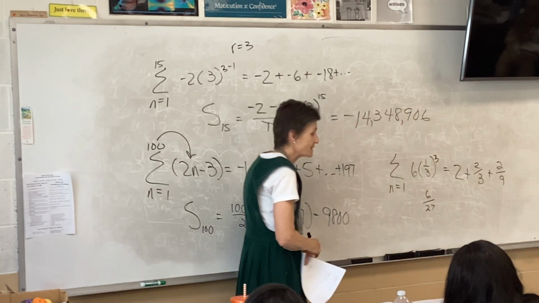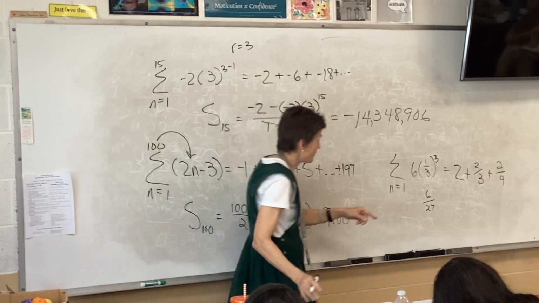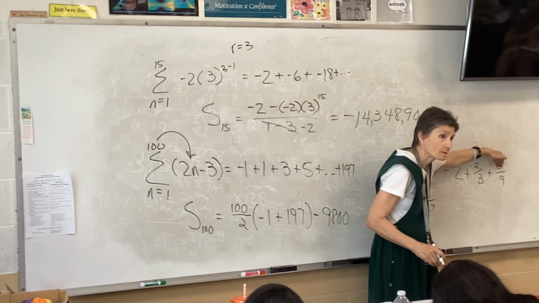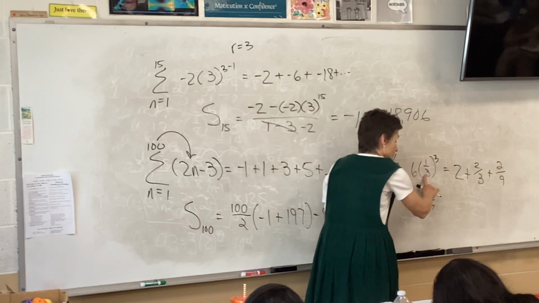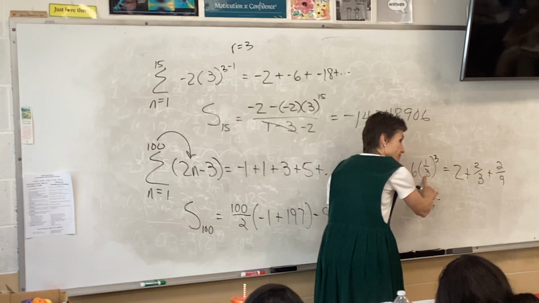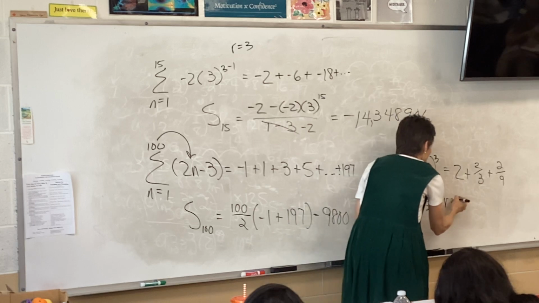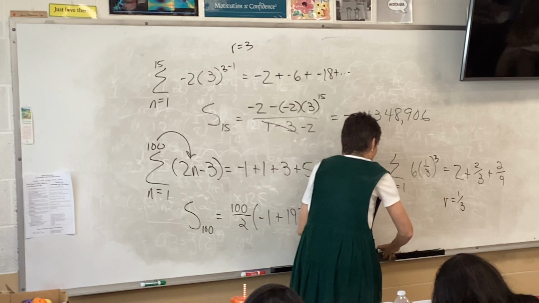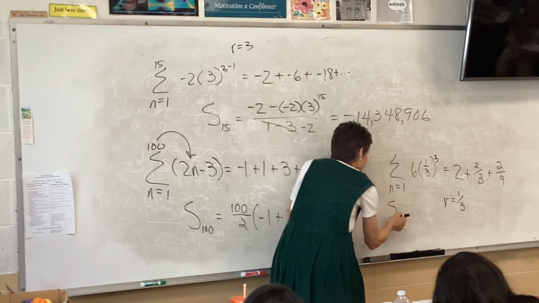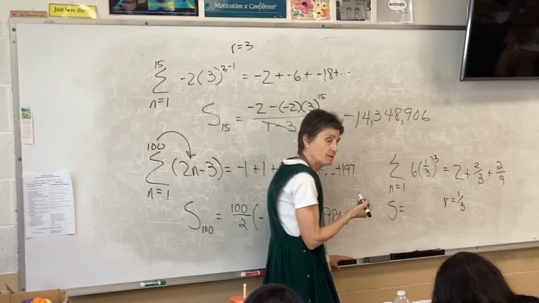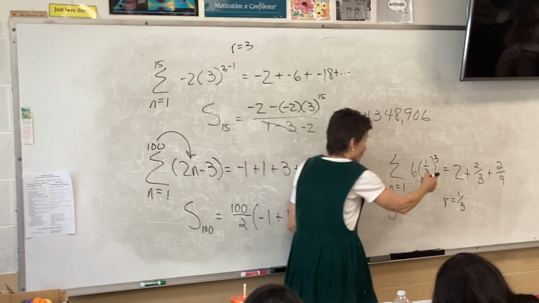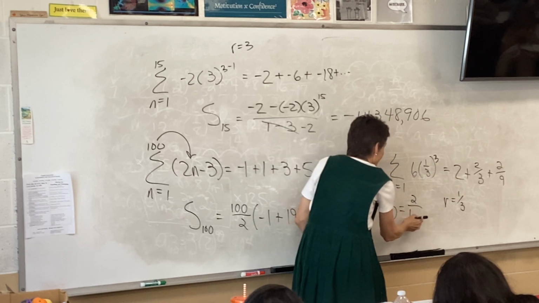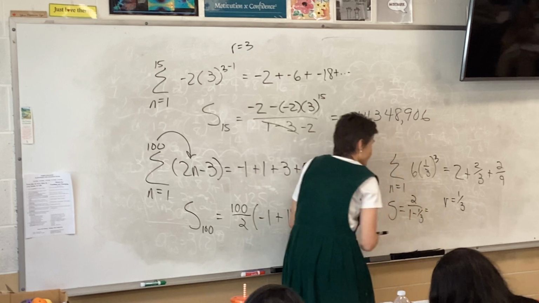Now, can you tell what's happening to those terms? Can you tell what you're multiplying by? A third? So the ratio is a third. Now, my formula, this is an easy one to use. It says take the first term, which you figured out to be 2, and divide it by 1 minus the ratio.